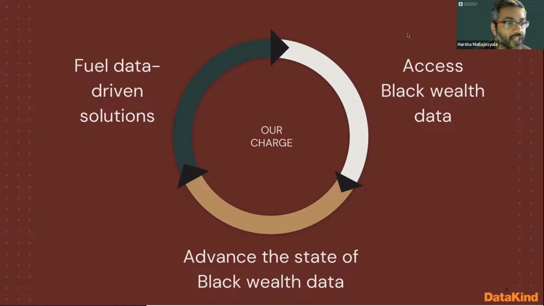We've talked about some of the challenges in the previous slide around the state of Blackwell data, and we are here to advance the state of Blackwell data. It is in our mission to continue to improve data disaggregated by race and make it publicly available for community organizers, policymakers, program officers. And finally, fuel data-driven solutions, and that is where the demo captures need of how we are thinking about partnering with organizations such as DataKind to take information that is publicly available and develop tools for the social good.